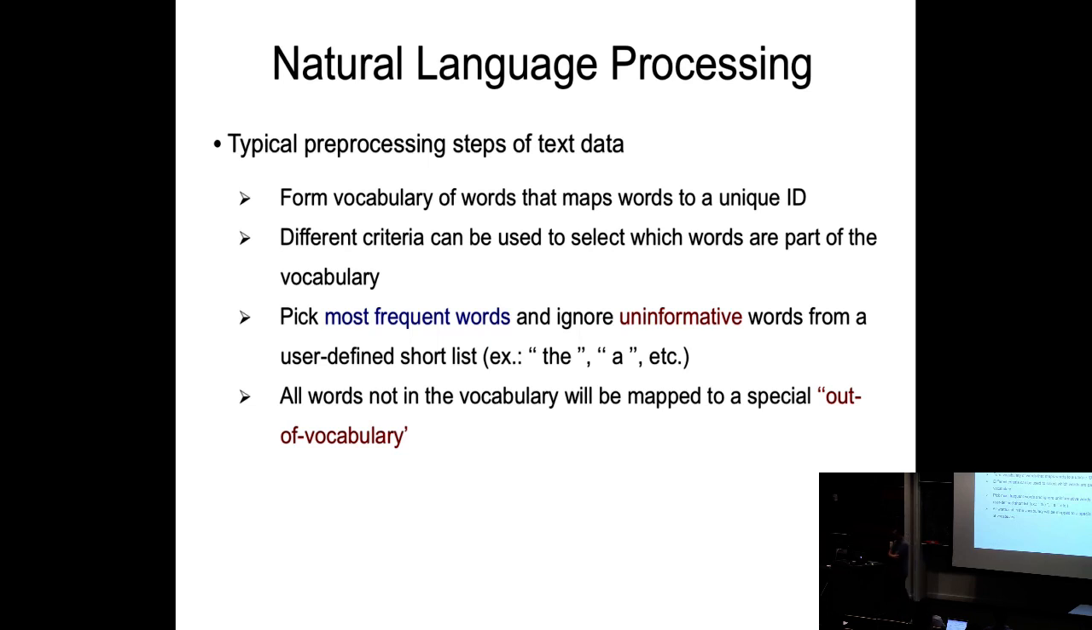Now, how do we represent the language, or the textual data? The first thing we're going to do is map from a vocabulary of words to unique IDs. That's the first step. Each word is going to be associated with a unique ID. Then, depending on which criteria we're using, we can select which words are part of the vocabulary. Obviously, do you include misspelled words in the vocabulary? Do you include some derivatives or proper nouns and stuff like that? That's something that typically we'll have to decide on.